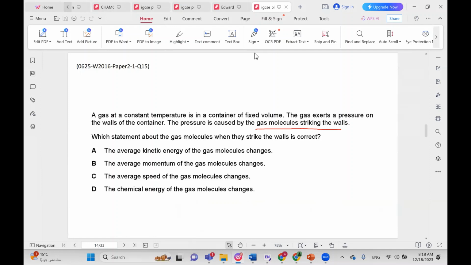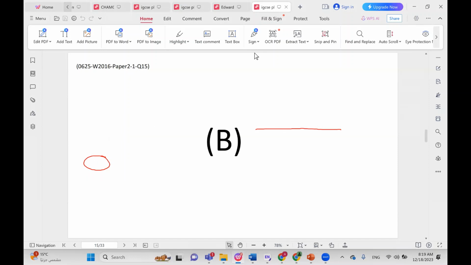So the average kinetic energy changes, the average momentum changes, the average speed changes, or the chemical energy changes. Of course, when we're talking about collisions and striking the wall, we're going to go with B, the average momentum of the gas molecules changes. So B is the correct answer.